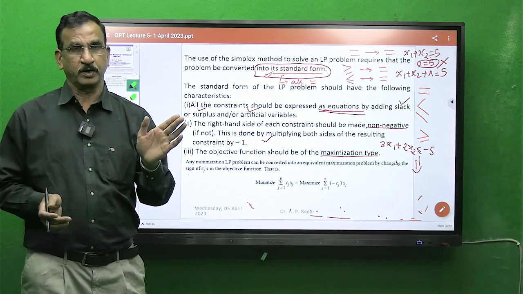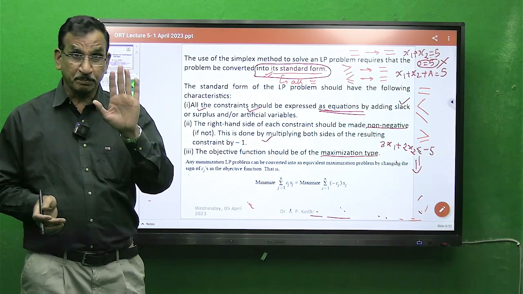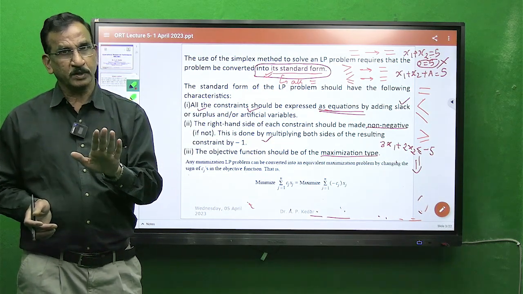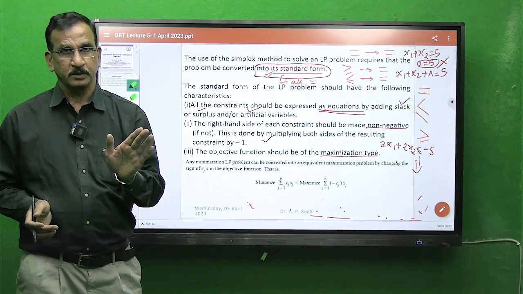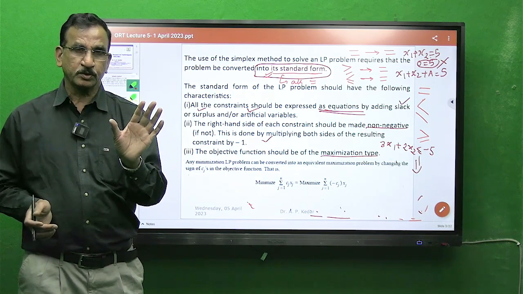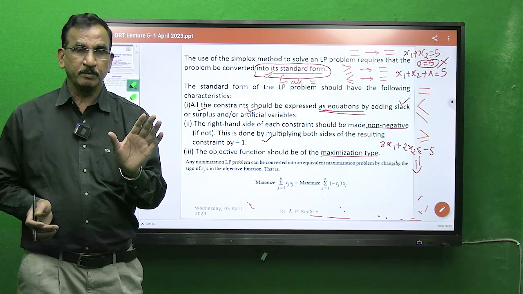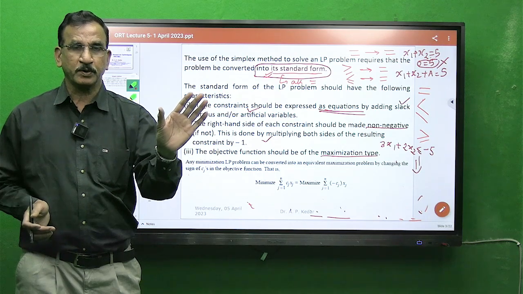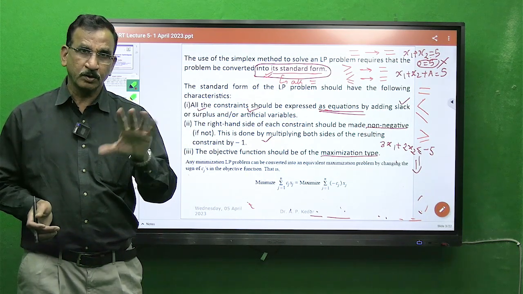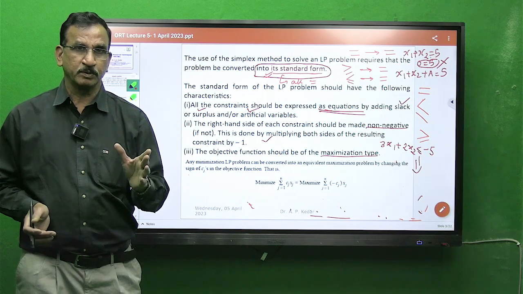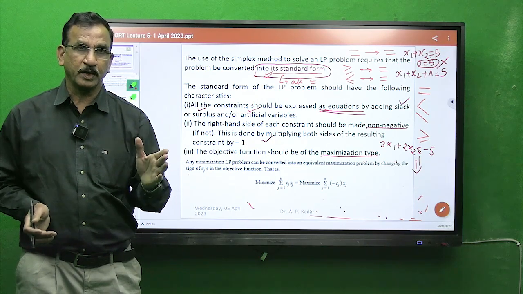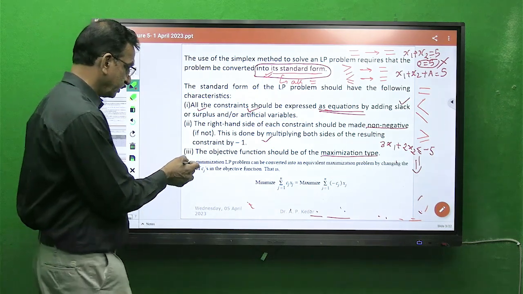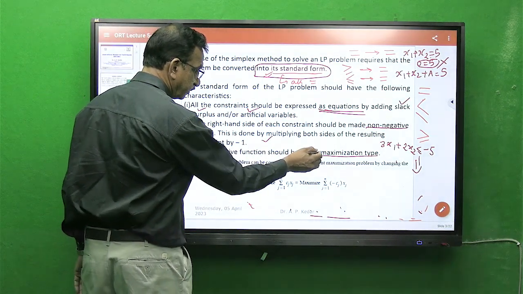So you are not required to recall or remember separate steps for minimization and maximization. How will you convert minimize to maximize? It's very simple. Suppose the objective function is minimum z equal to 3x1 plus 5x2, and if I want to convert that minimum to maximum, I only have to multiply the right side values by a negative sign, that's all. So that is given. The objective function should be maximization.